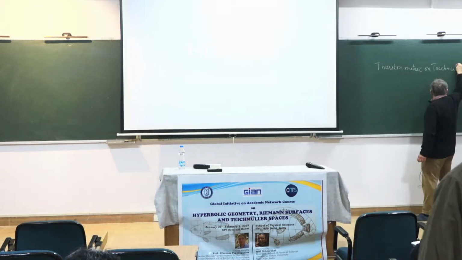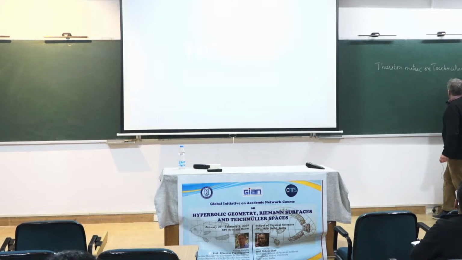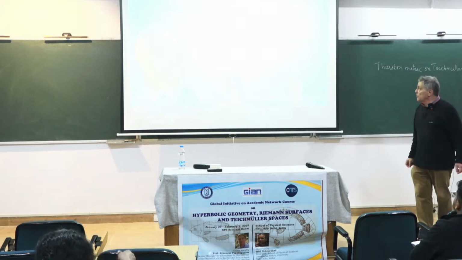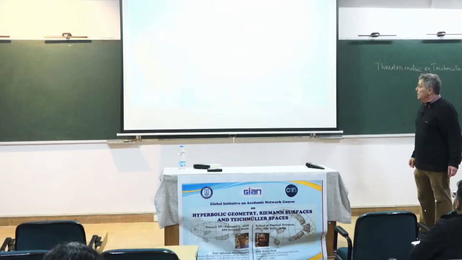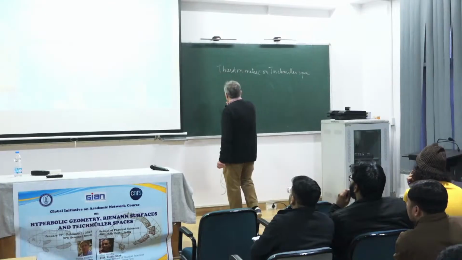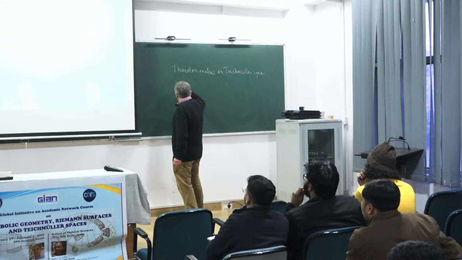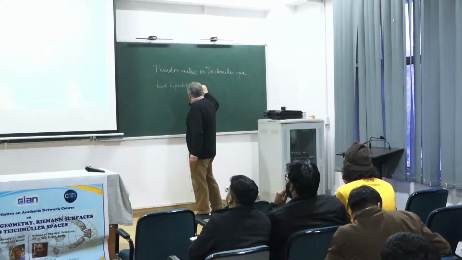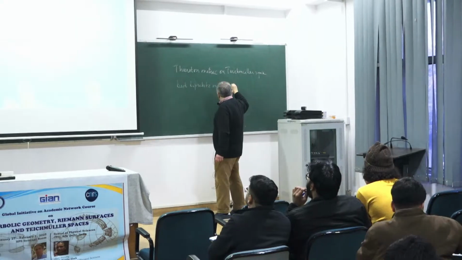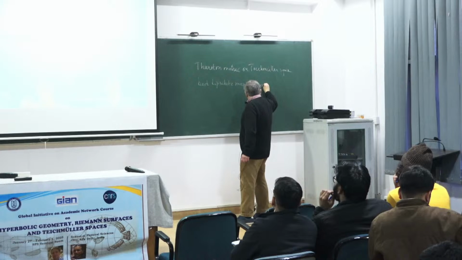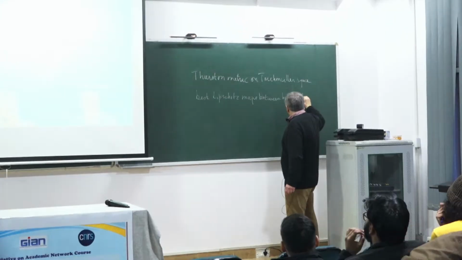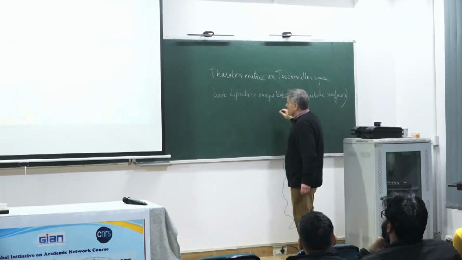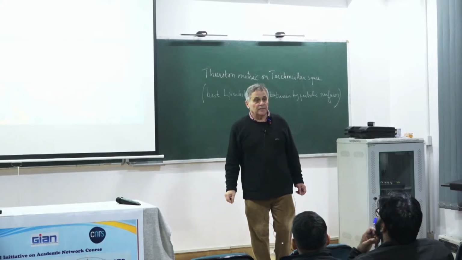On Teichmüller space, the basis was this construction of best maps, best Lipschitz maps between hyperbolic surfaces. So this was the main tool for this metric.